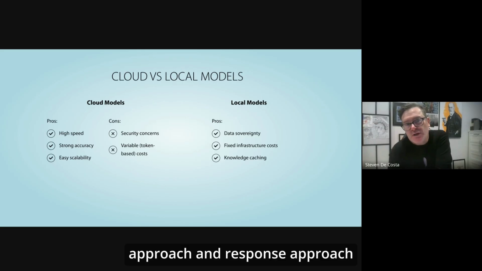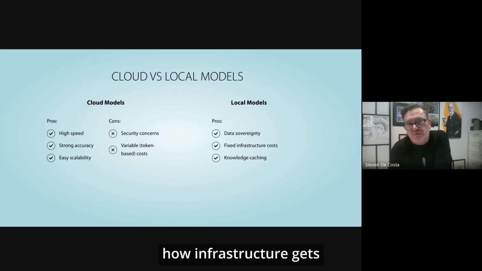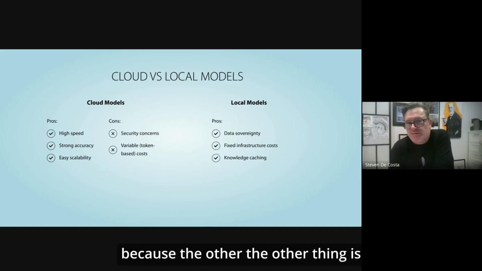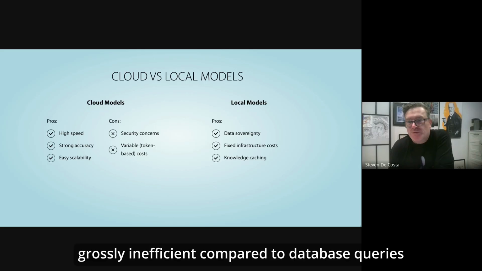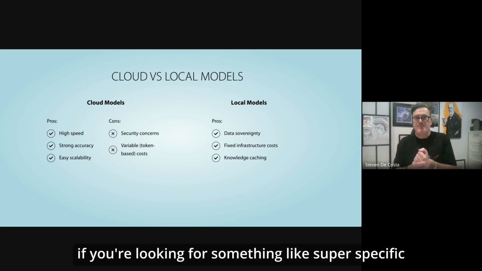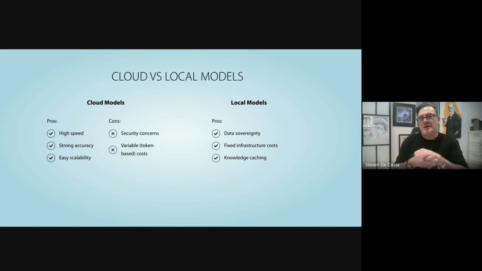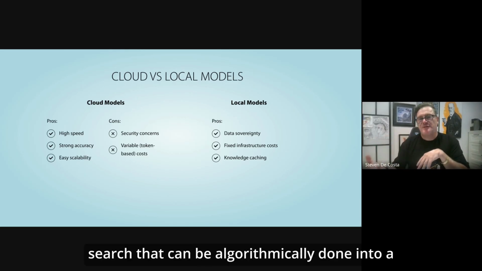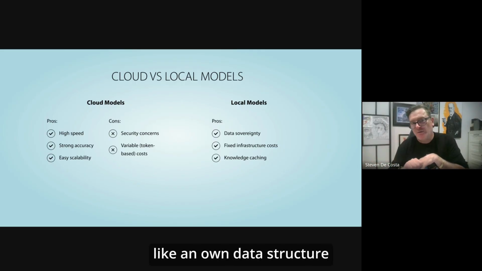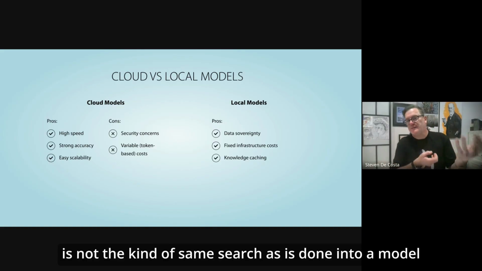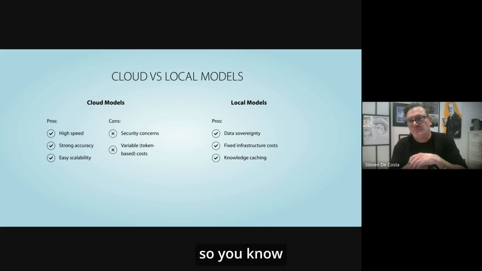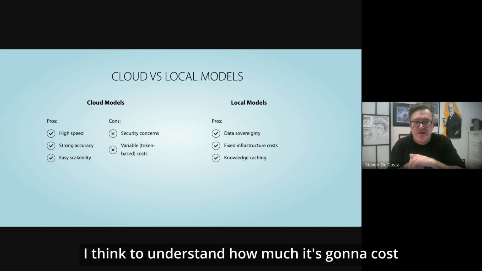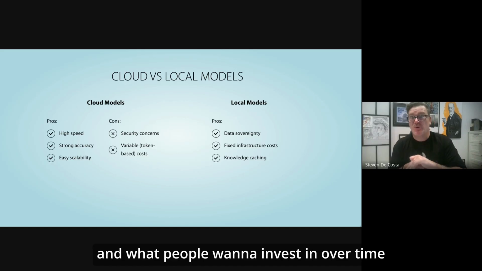So that kind of dynamic flow of search approach and response approach is going to be the way we understand how infrastructure gets used in knowledge operations. Because the other thing is, AI models are grossly inefficient compared to database queries, if you're looking for something super specific at the record level in a database. The kind of search that can be done algorithmically into a known data structure is not the same search as is done into a model. So it's going to be horses for courses, and lots of testing, to understand how much it's going to cost and what people want to invest in over time.